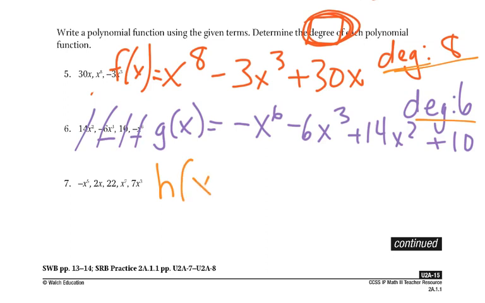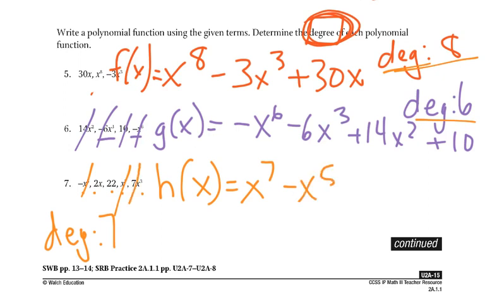Let's call our next one h of x. So we look at the highest power. There's 5, 7, 3, 1, and 0. So it would be x to the 7th. Okay. So our degree here would be a 7th degree polynomial. Next up would be negative x to the 5th, then 7x cubed. Don't confuse the coefficients with the degrees. Then 2x, and finally 22. So there we go on those ones, guys.